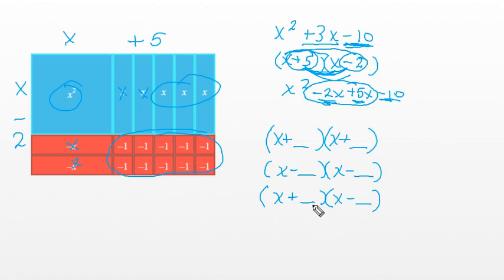Depending upon which number here has the larger absolute value, which number I have more of. Do I have more positives or more negatives? That's going to tell me the sign of my second term. If I have more positives, I'll have a positive second term. If I have more negatives, I'll have a negative second term.